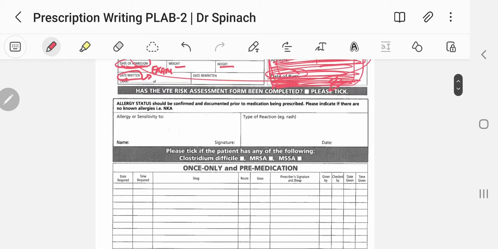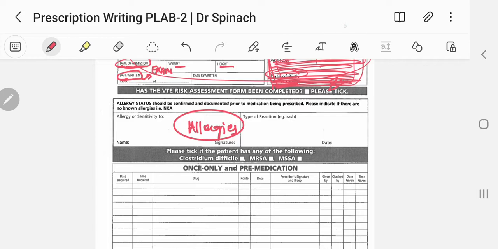Okay, so the next thing that you're going to fill is allergies. So this is also very, very important. But before the allergies, you need to check, has the VTE risk assessment form been completed? After you've filled this up, there is a VTE risk assessment form that you have to take from the hospital and ask those questions to the patient, and finally tick this part on the drug chart.